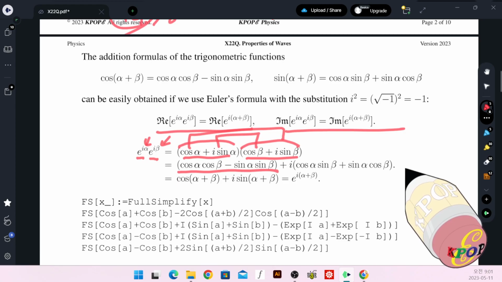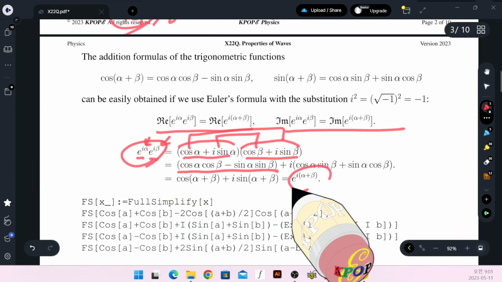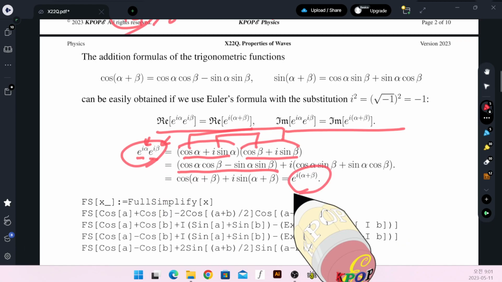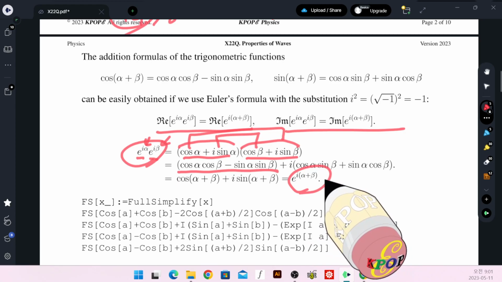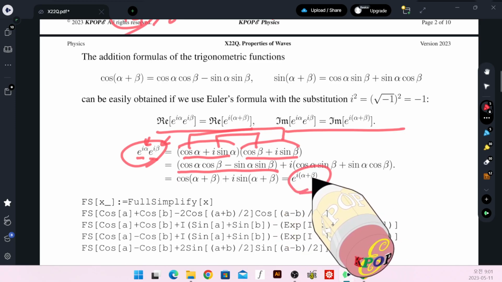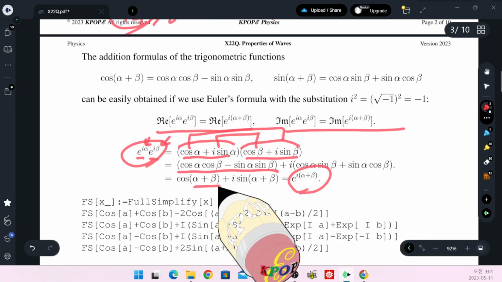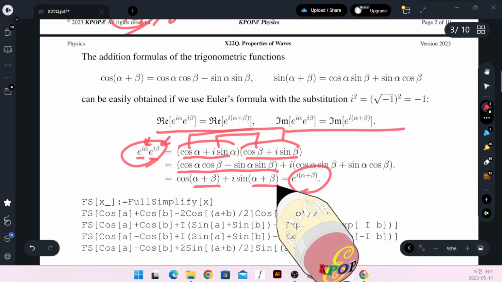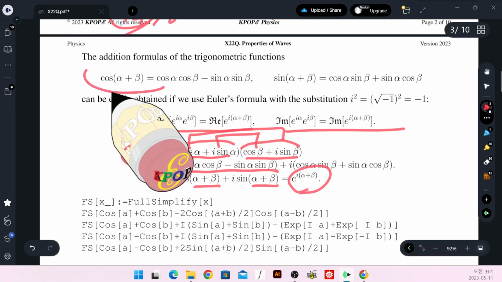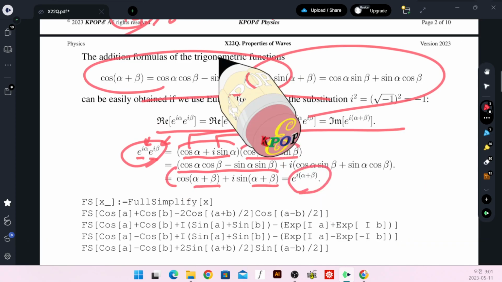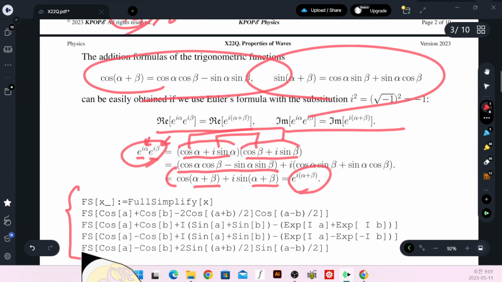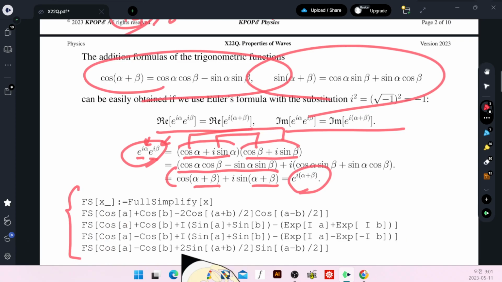However, we remember that this is the same as a single unit modulus number, exponential i times alpha plus beta, because of the law of exponent. Therefore, the real part is cosine of alpha plus beta, and the imaginary part is sine of alpha plus beta. Finally, we can reproduce the addition formulas for the trigonometric functions. You can reproduce this result by copying this to Mathematica.